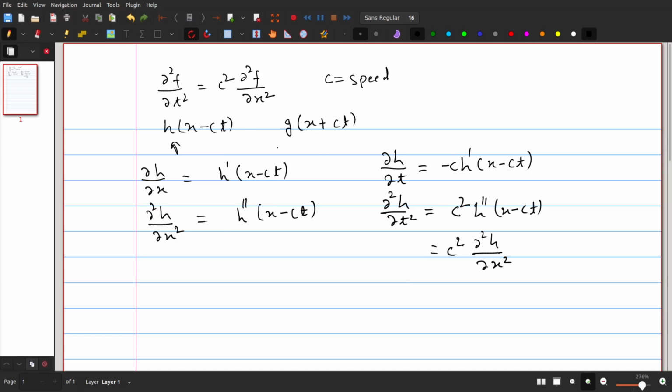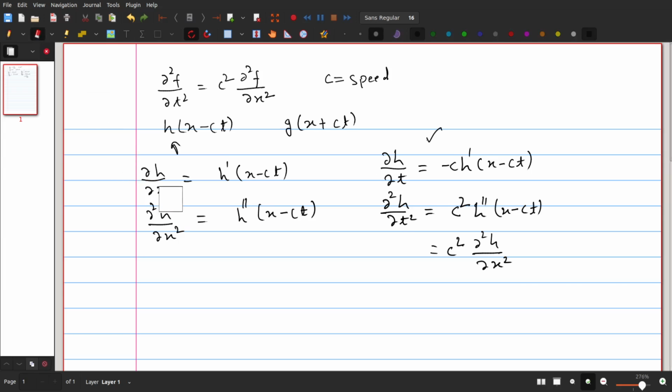Since the only difference between h and g is the sign of the ct term, we can see that g will also satisfy the wave equation, because the only difference in this derivation comes at the point when we evaluate the partial derivative of g with respect to t. Then instead of −c, we will get +c. But the double derivative of g with respect to t will be the same, because we will get a factor of c² in the case of g also. So g will also satisfy the wave equation.